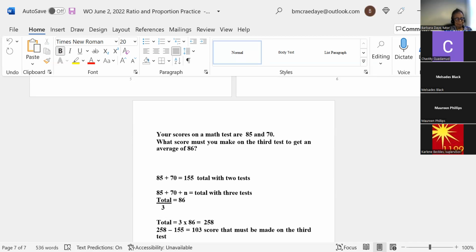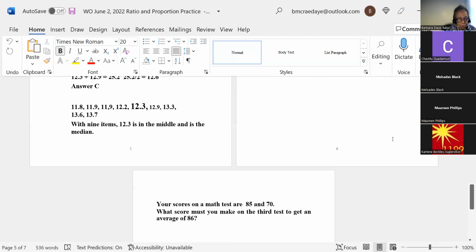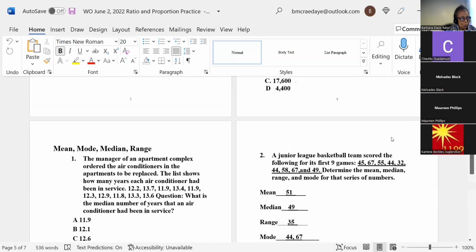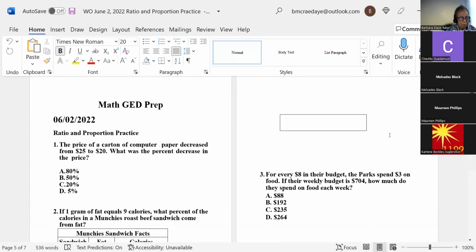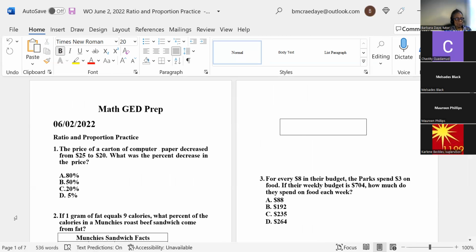Okay. All right. Let's go to our ratio proportion. Maureen, did you do any of the ratio proportion? Did you do number 1? What answer did you get? I get A.